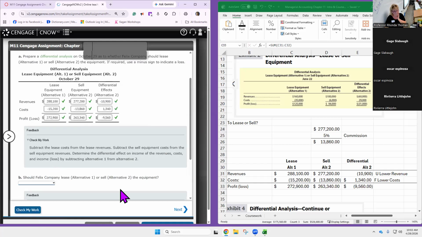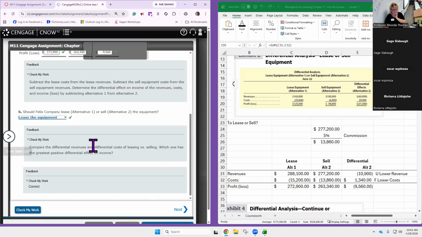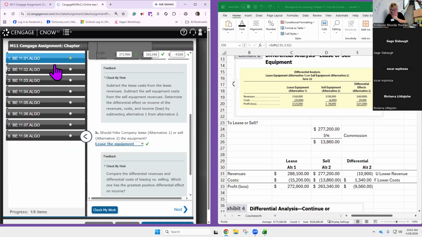All right, so I want to check my work. If that's the case, I think we better lease, right? How much is the profit in lease? 272,900. How much is the profit for the selling option? 263,340. Which one would you take? The lease. Yep. But like I said, you gotta look at revenues and costs carefully. Okay, very carefully. So there you have it. Moving on.